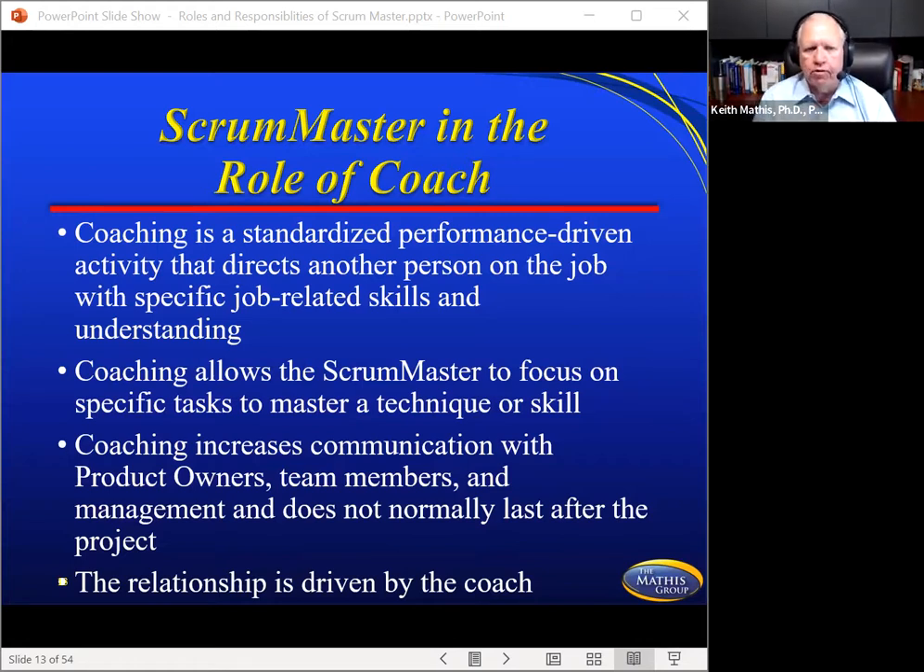The Scrum Master as a coach, coaching standardized performance-driven activity. It directs another person on the job with specific job-related skills and understanding. Coaching allows the Scrum Master to focus on specific tasks to master a technique or a skill. It increases communication with the product owners, the team members, and the management, and does not normally last after the project. And so the relationship is driven by the coach, and the coach is giving input.